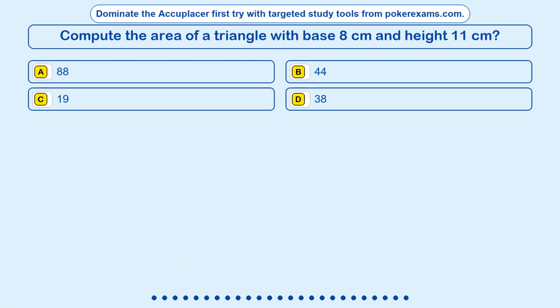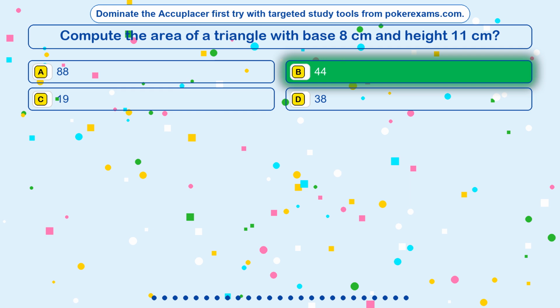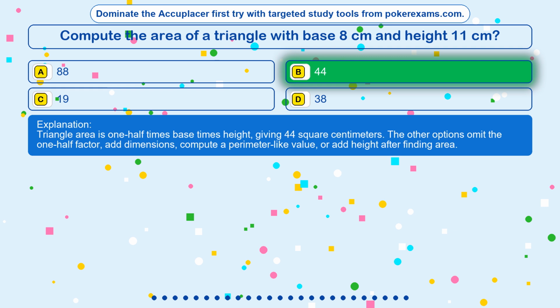Question 12. Compute the area of a triangle with base 8 cm and height 11 cm. Option A, 88. Option B, 44. Option C, 19. Option D, 38. The correct answer is option B, 44. Triangle area is 1/2 times base times height, giving 44 square centimeters. The other options omit the 1/2 factor, add dimensions, compute a perimeter-like value, or add height after finding area.